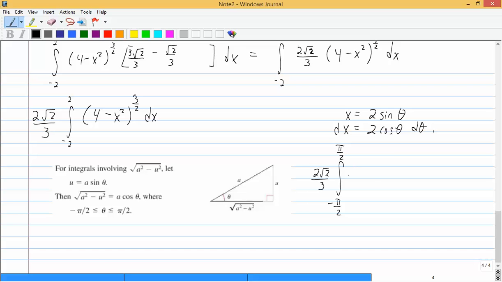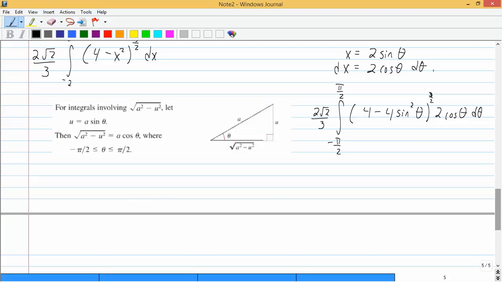What is all that in there going to become? We're going to have 4 minus 4 sine squared theta, to the 3/2, times the dx. I'm sorry, the dx is 2 cosine theta d theta.